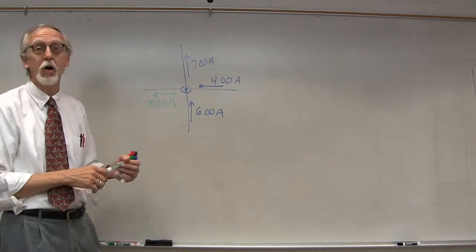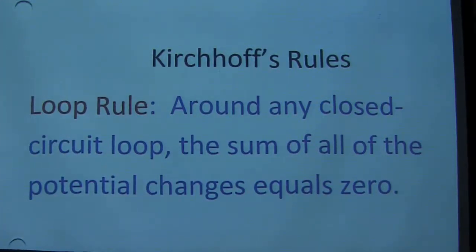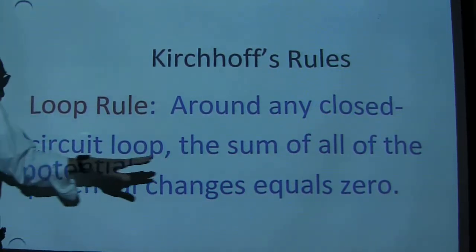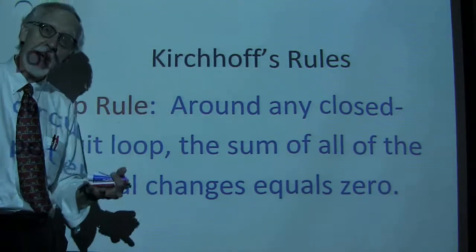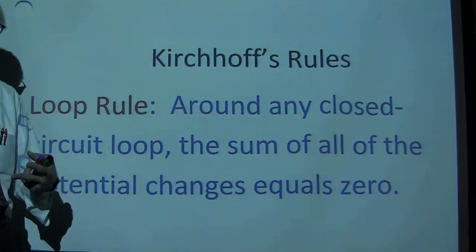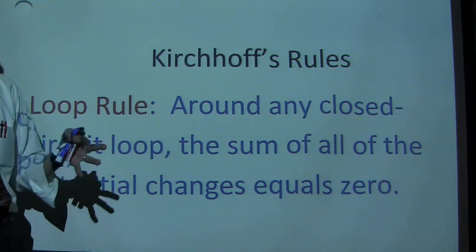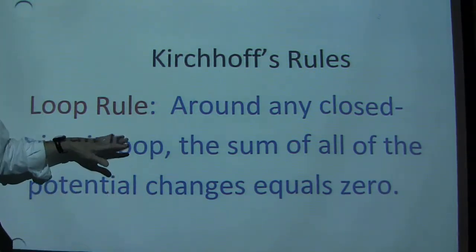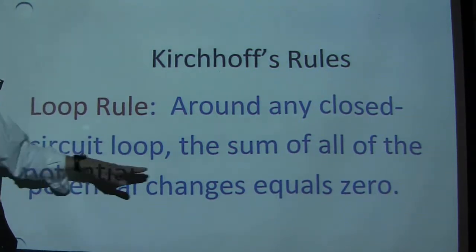Second rule is called the loop rule. Okay, Kirchhoff's loop rule states, around any closed circuit loop, the sum of all of the potential changes equals 0. Again, we could restate this in a very simple term, which I bet if I started off, you'll be able to finish it. This basically states what goes up must come down. Now, that is in terms of the voltage changes, the potential changes around the circuit.